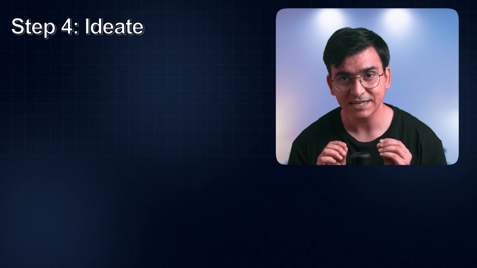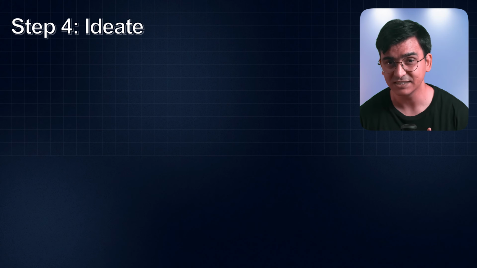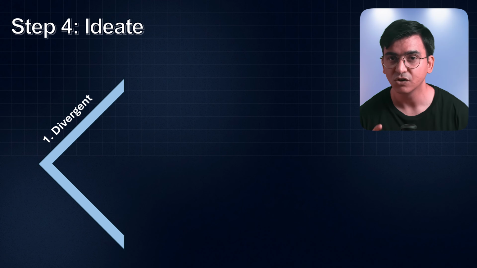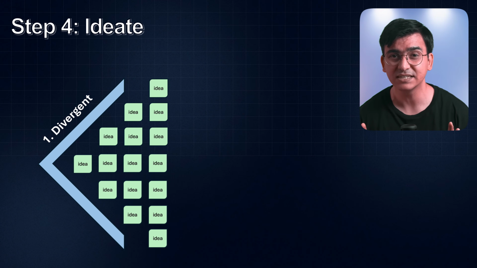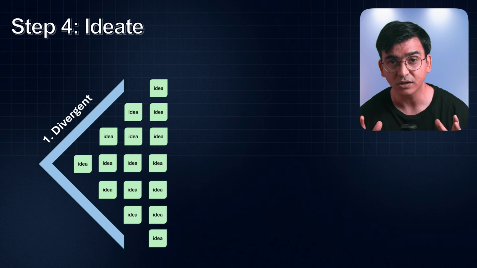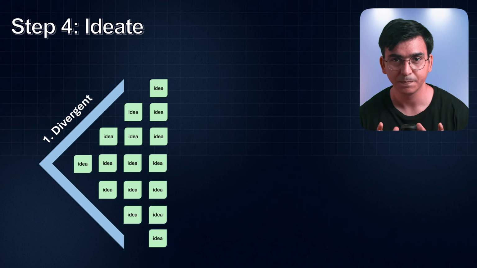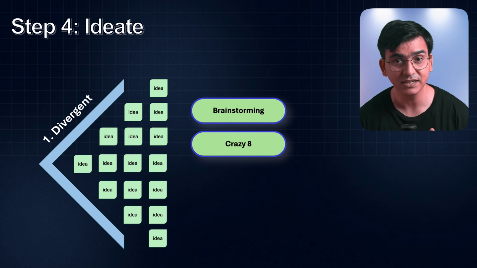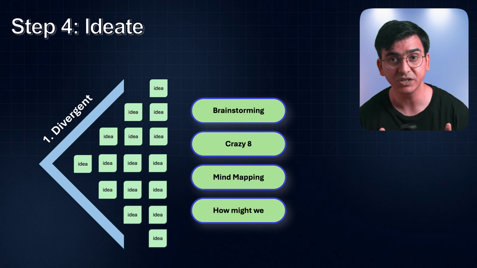Okay, let's come back to our ideation stage. So the goal in this step is to come up with as many solutions as possible and then to choose the best solution to take forward for the next step. This step is further divided into 2 parts. Part 1, divergent. While in the divergent stage, we focus on getting as many ideas as possible, going beyond the scope of the area. Some of the methods we use are brainstorming, crazy eights, mind mapping, how might we, etc.